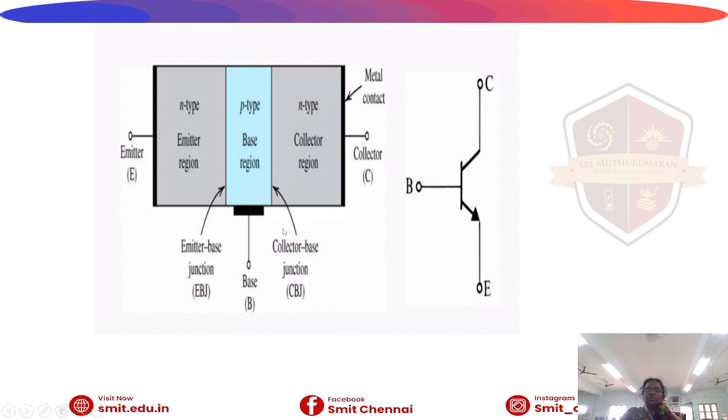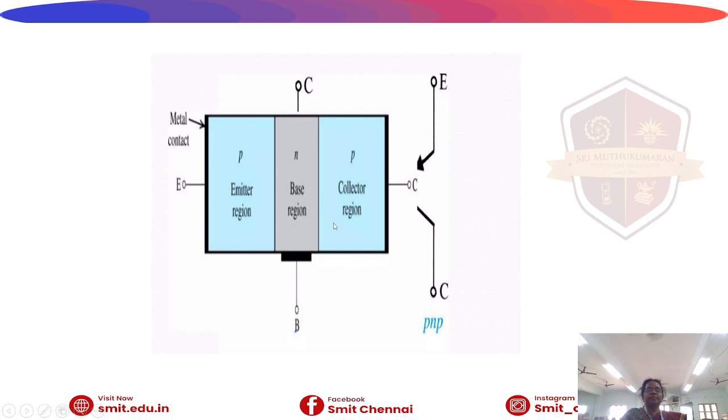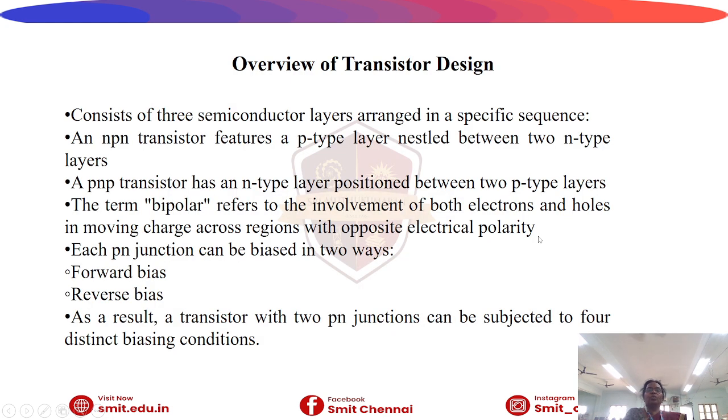So this is the pictorial representation, and this is the symbol of a BJT, showing base, collector and emitter. Here the base is N, the emitter is P, and the collector is P. This is the PNP transistor, and the symbol is as shown. Overview of the transistor.